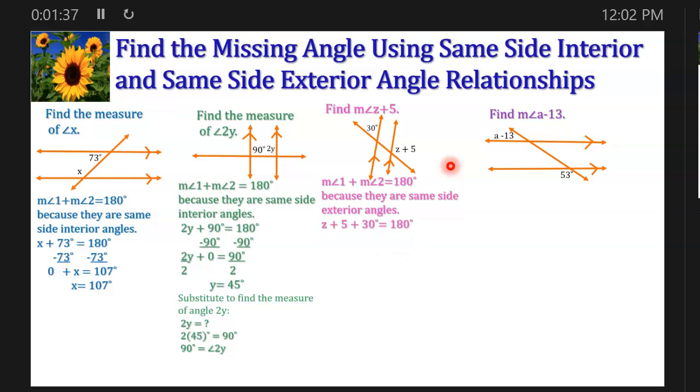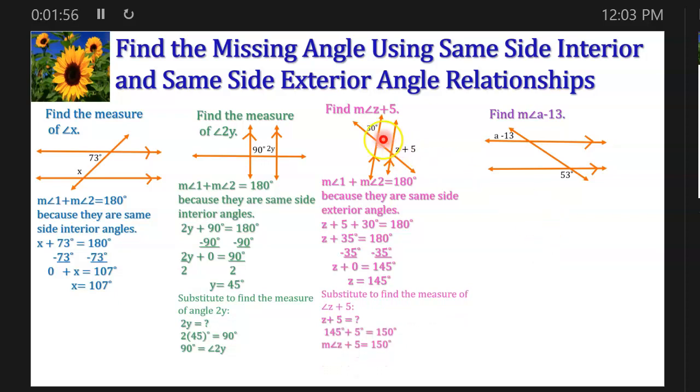And then you would combine those like terms, that 5 and that 30 there is going to make a 35. Subtract your 35 from both sides, and z is going to be 145. Z plus 5, however, is going to end up being 150. Okay, so again, I already know that this has to be 150 because I know 150 plus 30 is 180. And I know that because they're same side exterior angles, they have to equal 180.